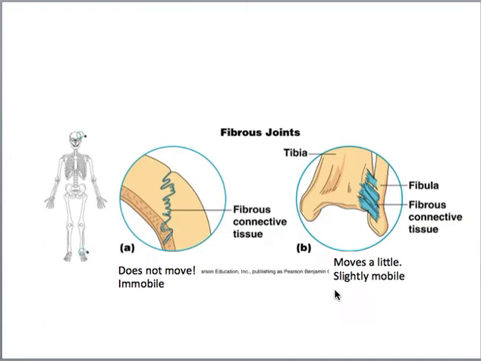So fibrous joints can either be completely immobile or relatively immobile. This is a syndesmosis. This moves a tiny bit, but not very much. And this is basically connective tissue here.